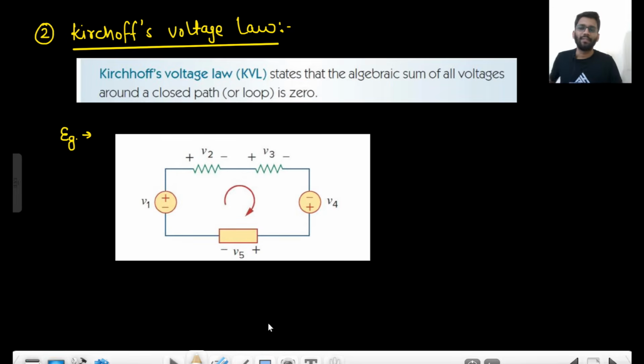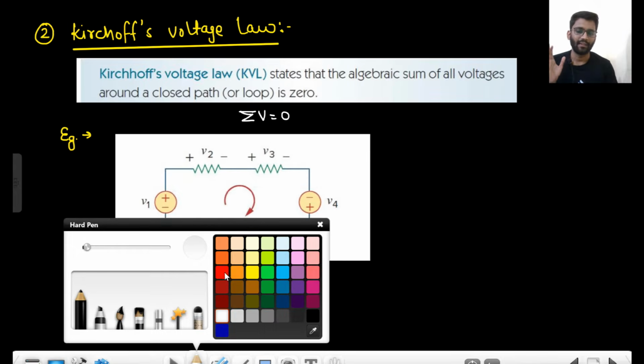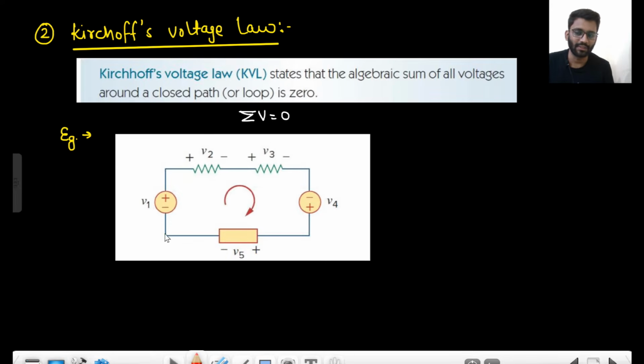Now moving on to KVL, Kirchhoff voltage law. Forget about the statement. The statement just says the algebraic sum will be equal to 0. Now I will tell you how to apply it in the circuit. No one will ask you the statement or anything. How to apply it in a circuit.